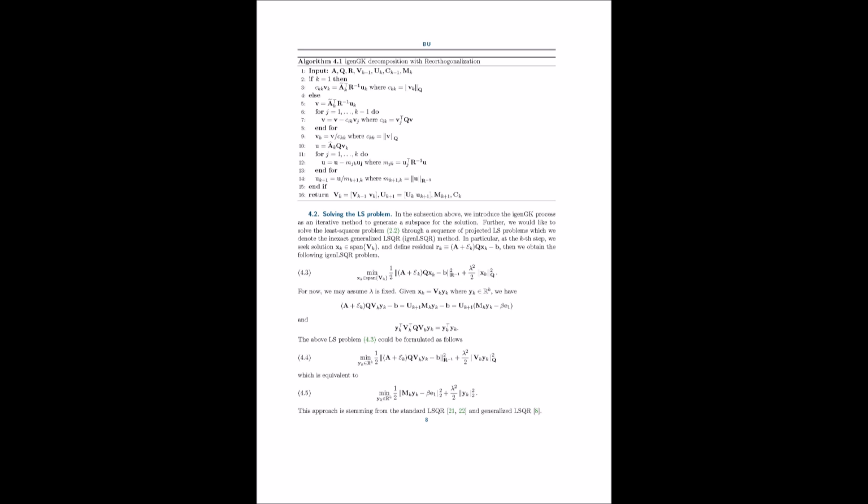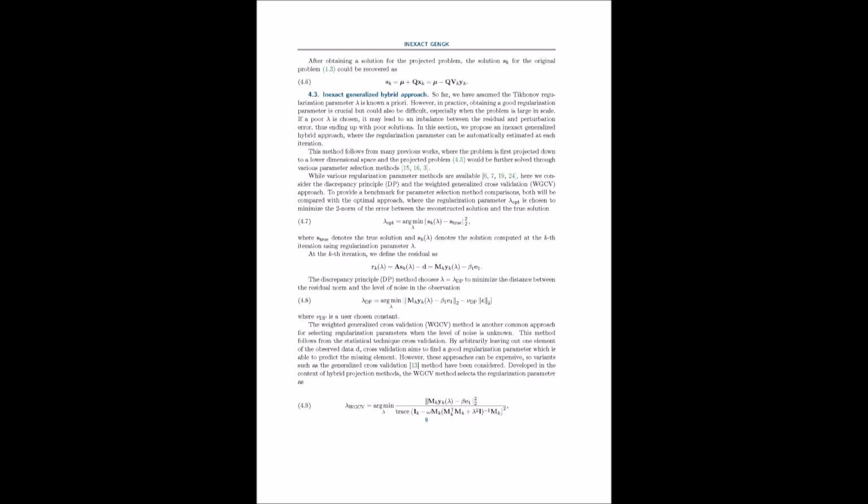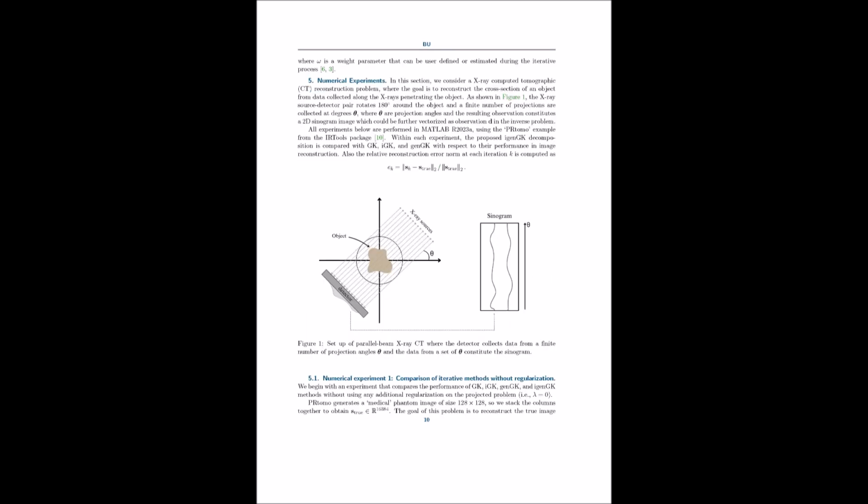Picking back up where we left off, we've got this really elegant igenGK method that creates a smaller, more manageable space to work in. But we still need to find the best solution within that space, and that's where igenLSQR comes in. So it sounds like igenLSQR is the algorithm that actually crunches the numbers and spits out a solution, but it's building on all the groundwork laid by igenGK.